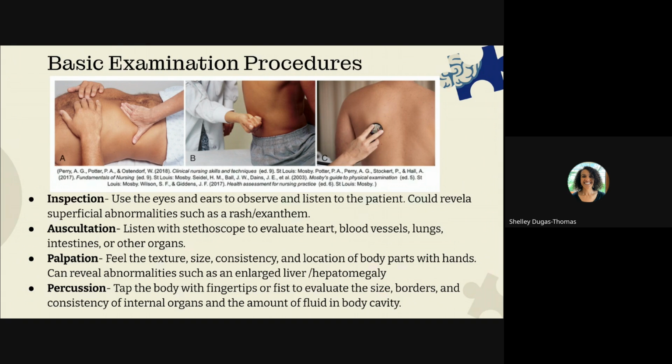Auscultation, that's image C. Listening to internal sounds using a stethoscope, mainly heart, lung, and bowel sounds. Palpation, which is image A. This is using your hands to feel texture, size, and location. For example, if a liver is enlarged, the medical term is hepatomegaly. Percussion, which is image B, is tapping with your fingers or fists to evaluate the density of underlying organs or identify fluid collections.